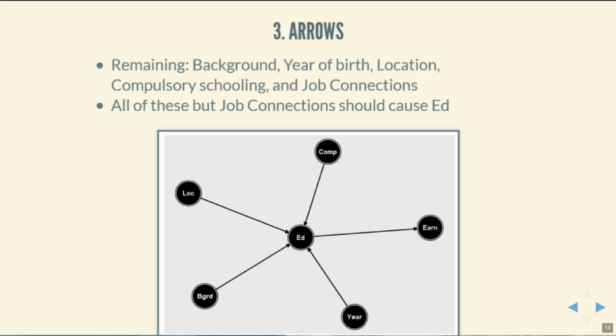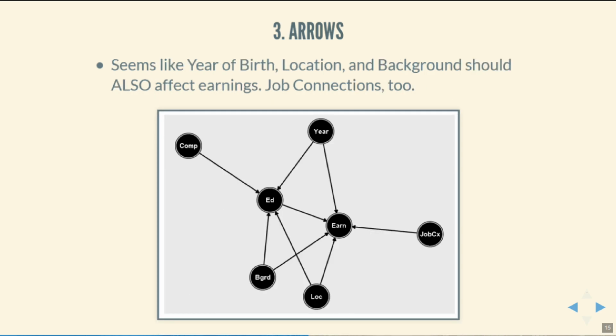We think that your background, the year that you're born, compulsory schooling laws, and where you live, all that sort of stuff is going to affect your level of education. So we're going to draw lines from those things to education.